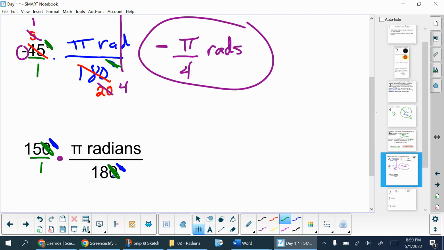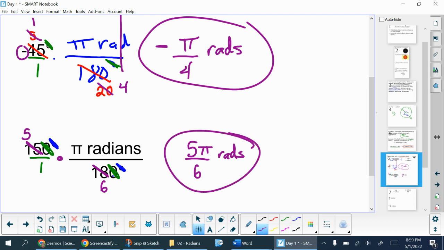And 15 and 18, 3 goes into both of those. So I can divide by 3, I get 5. Divide by 3, I get 6. Nothing goes into 5 and 6, so I can multiply straight across. 5 times pi is 5 pi. 1 times 6 is 6. And so I have 5 pi over 6 radians as my final answer.